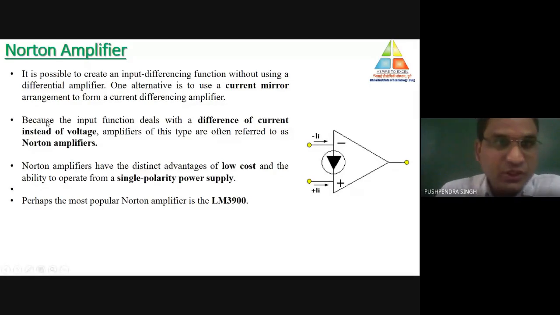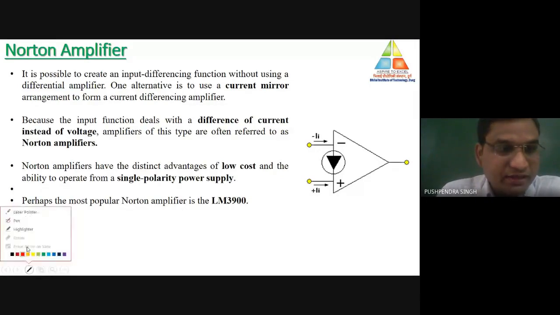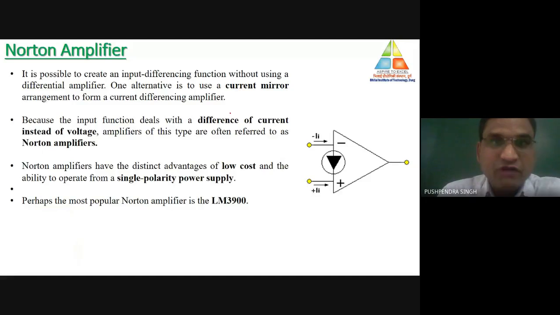As I told you, this Norton amplifier works on the principle of difference in current, and that can be achieved with the help of current mirroring. So on which basic principle does it work? On the fundamental of difference in current, by the use of a current mirror circuit.